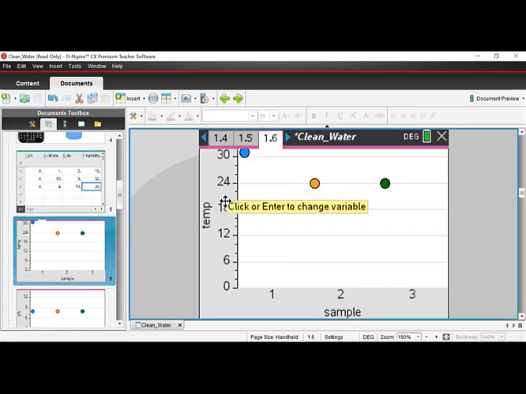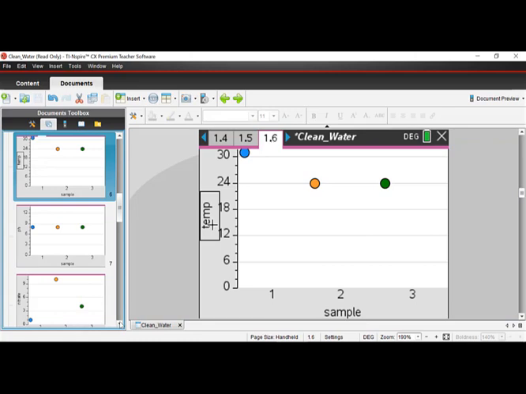Alright, so data was captured on graphs as well as the table. This graph was temperature versus sample number. So sample number 1, the temperature we knew was 31. Sample 2 was 24. Sample 3 was 24. So sample 1 is higher in temp than 2 and 3, and that's going to become useful here in a little bit.